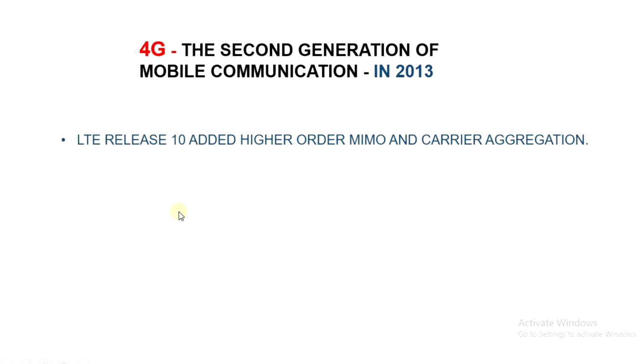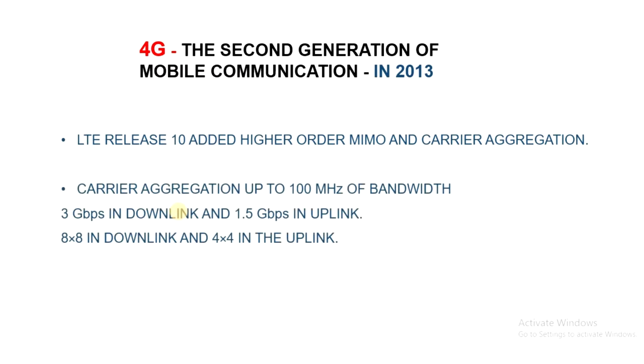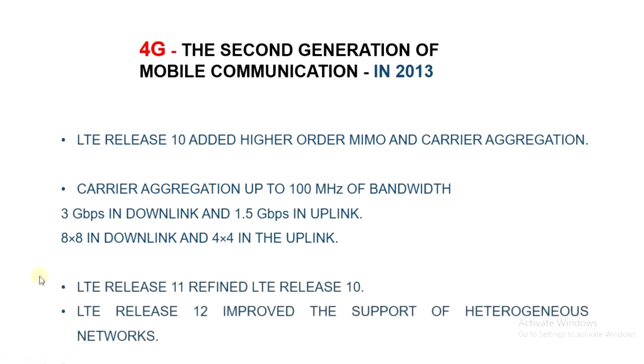The LTE Release 10 added several technical features, such as higher order MIMO and carrier aggregation, that improve capacity. Carrier aggregation up to 100 MHz of total bandwidth allows an increase of the data peak rate to a maximum of 3 gigabits per second in downlink and 1.5 gigabits per second in uplink. Higher order MIMO configurations up to 8x8 in downlink and 4x4 in uplink are also involved in the performance improvement. 3GPP standardization of LTE continues and is expected to proceed to Release 13 and beyond.